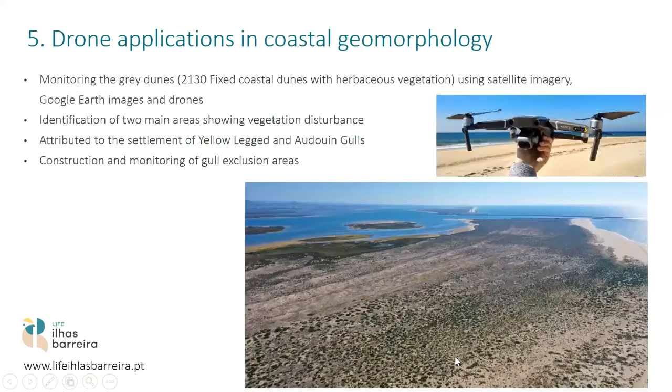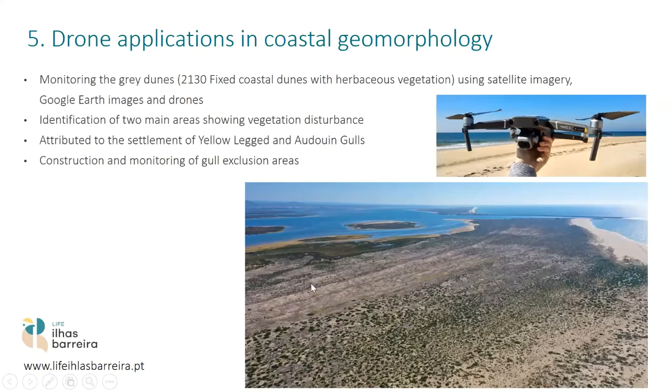This island is formed of extensive grey dunes, which are these grey dunes that you see here, which are fixed coastal dunes with herbaceous vegetation. And what we are doing is monitoring this area using different remote sensing methods, such as satellite imagery, also Google Earth images and drones. And we were able to identify 2 main areas that were showing vegetation disturbance.